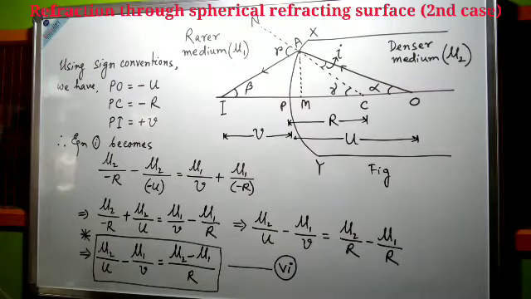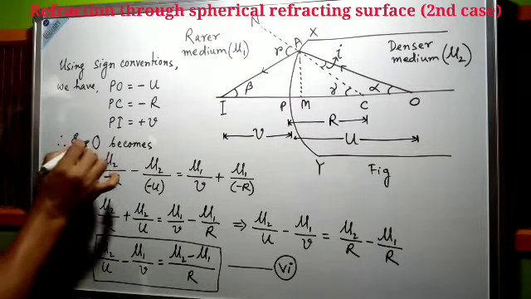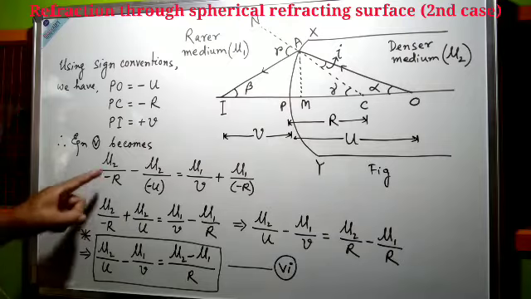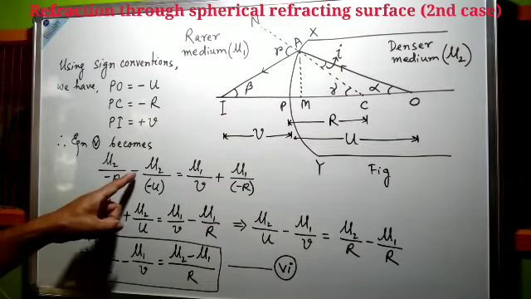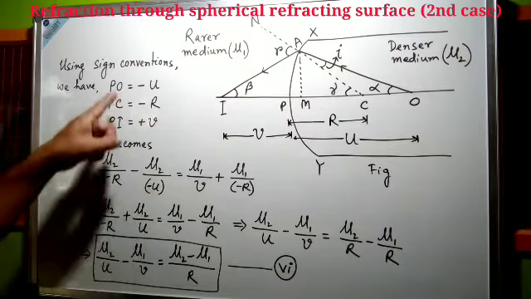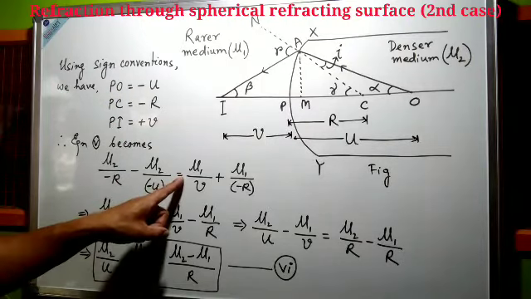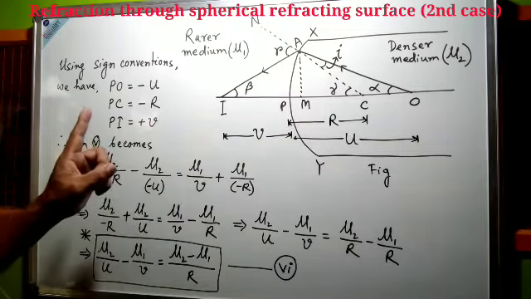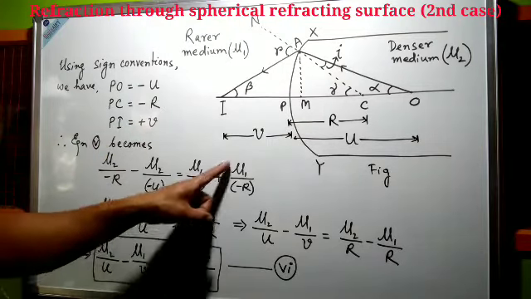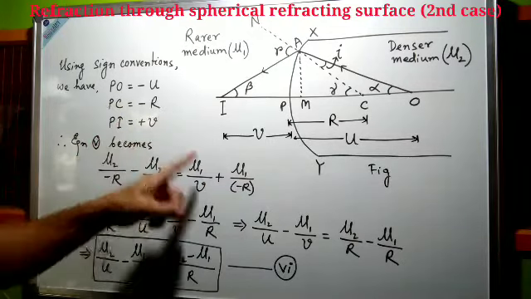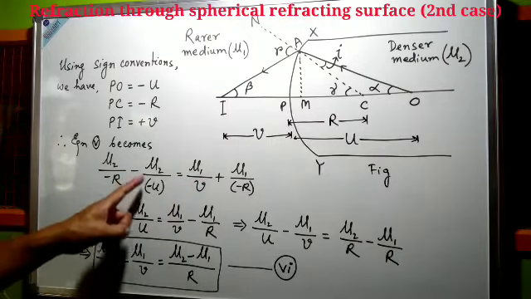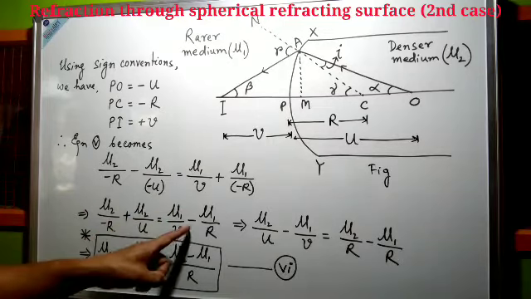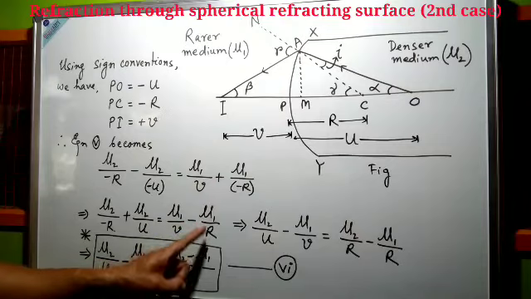We have already derived. So equation 5 becomes mu2 divided by minus R, instead of PC we have to put minus R, minus mu2 by minus u, instead of PO we have to put minus u, and this will be equal to mu1 by v, that is, instead of PI we have to put plus v, plus mu1 by minus R, that is, instead of PC we have to put minus R. So from this equation, we may write mu2 by minus R, minus minus plus, so mu2 by u equal to mu1 by v, and plus minus minus, then we may write mu1 by R.